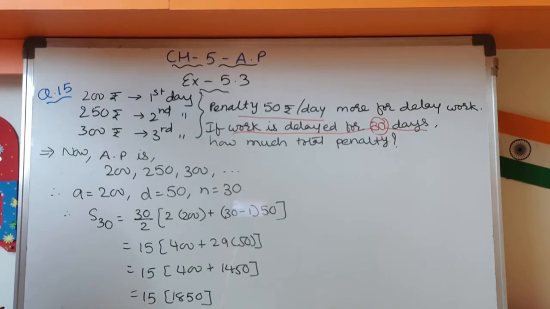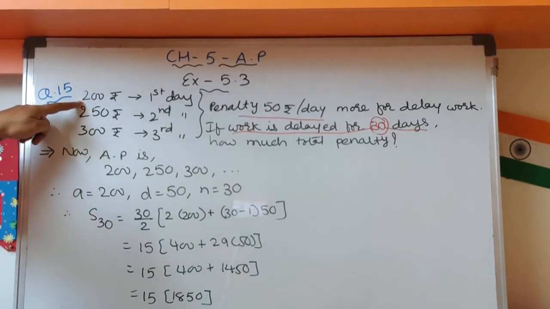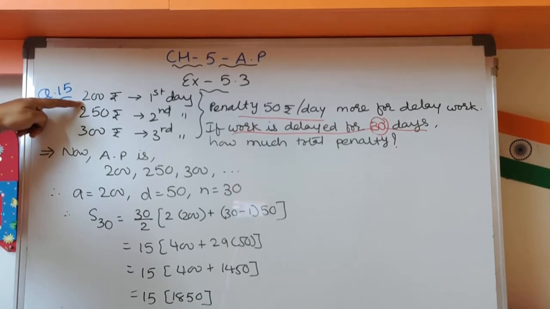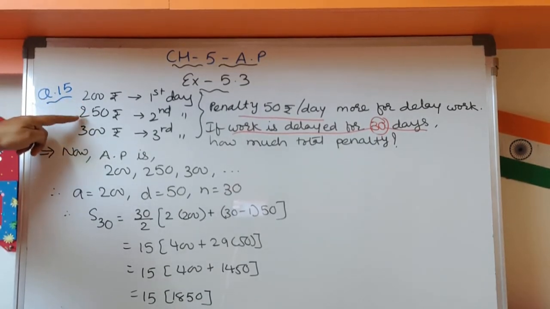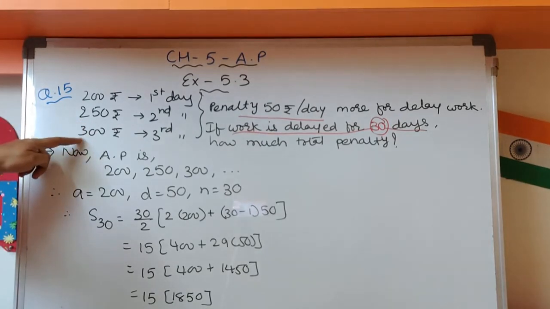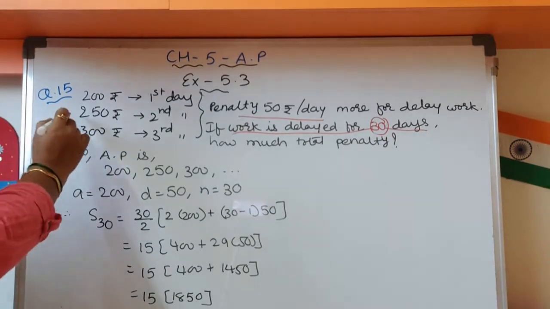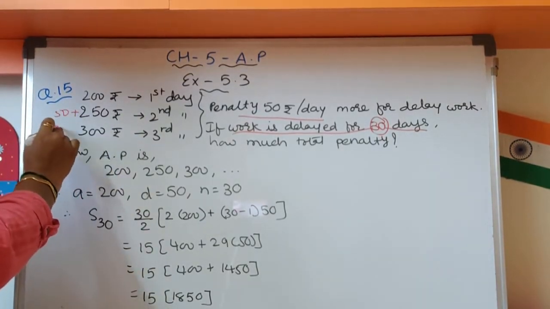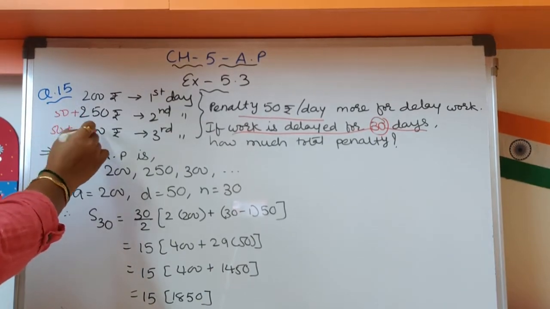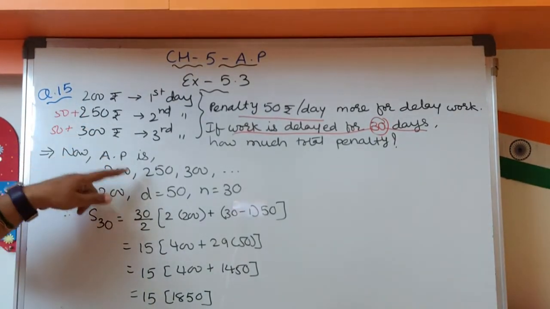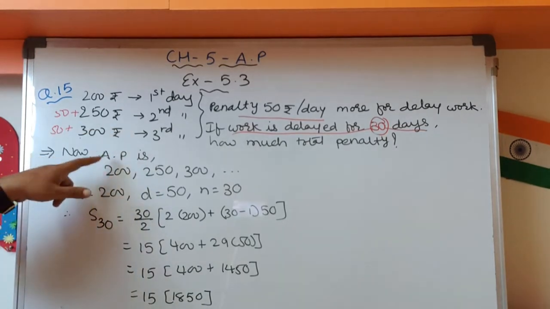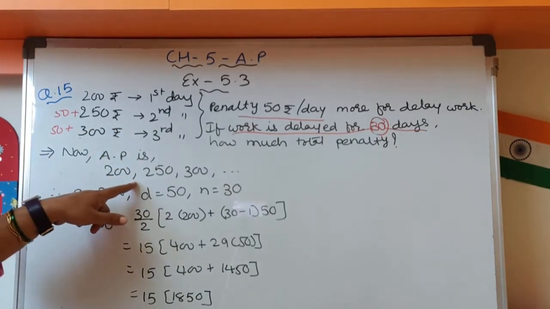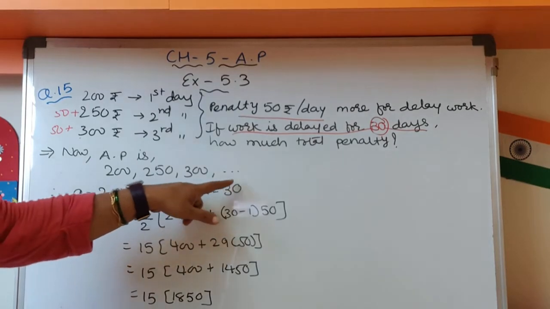For that, first of all, they have given 200 rupees as the penalty for the first day. Then the penalty increases by 50 rupees, it means 250. Then 300. If you notice, 50 rupees is added every day. 250 plus 50 means 300, and 300 plus 50 for the fourth day. Like that, we get an AP: 200, 250, 300 and so on.